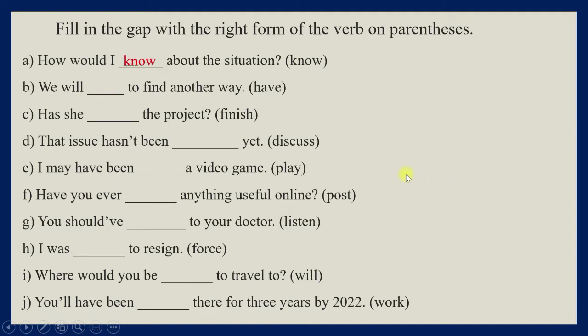B. We will have to find another way. Again, actually this verb in here is have to. That is the whole verb, the complete verb. And because our auxiliary verb is a modal verb, this needs to be in base form. We will have to find another way.